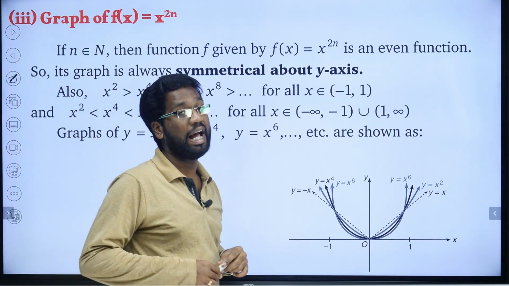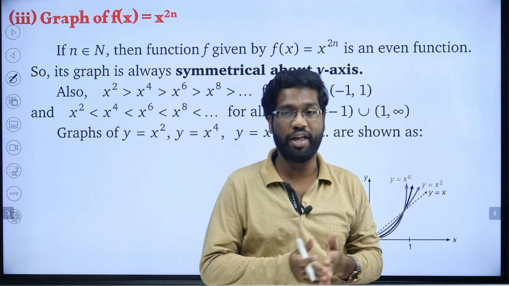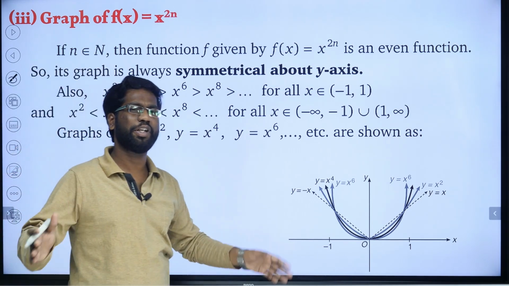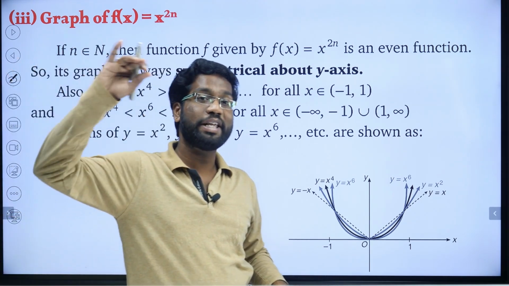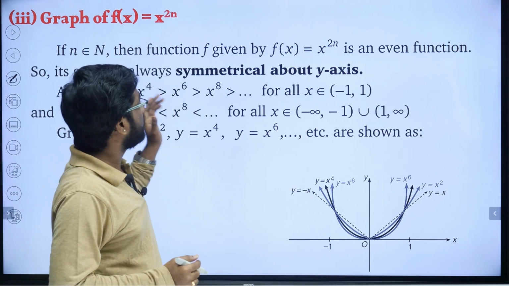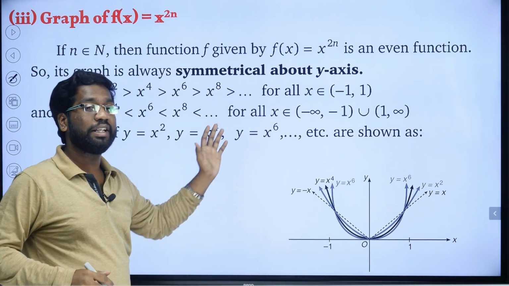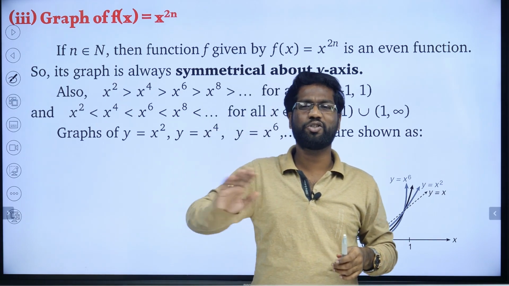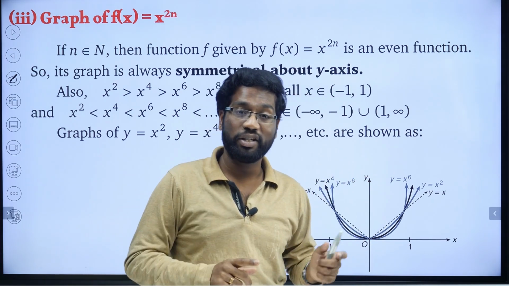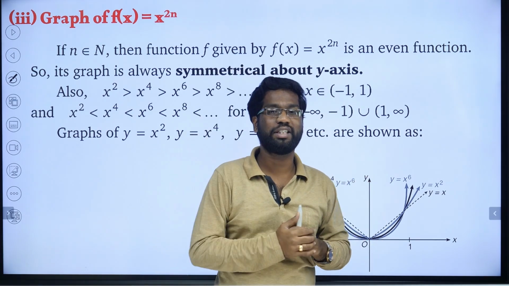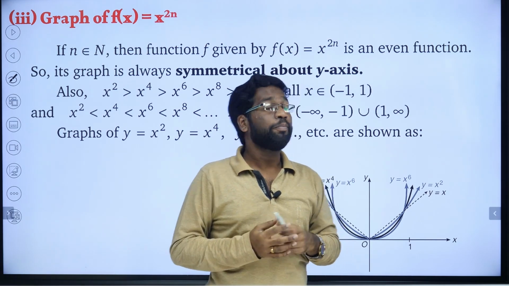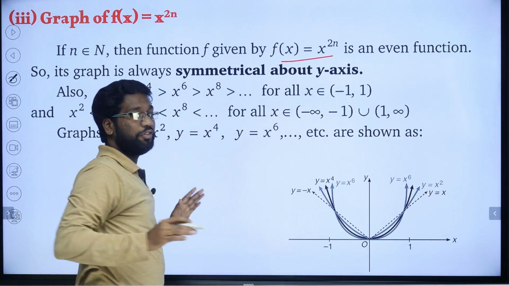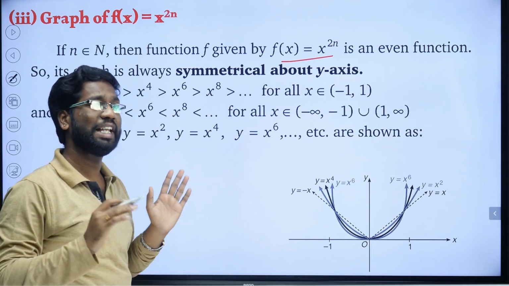x power 2n. Already we have seen what x square is. Now x power 2n means x power 4, x power 6, x power 8, whatever even power function is there, the same rule, whatever I explained in the x square function, everything will be satisfied, my dear students. Domain, range, periodicity, symmetry. Please go and watch that lecture if you haven't watched it. Okay, so if n belongs to capital N, it is an entirely even function, my dear students, you need not have any kind of doubt.